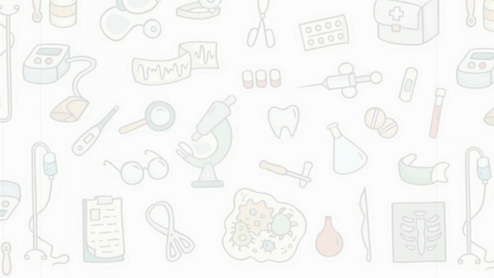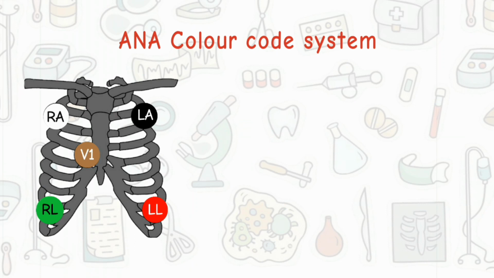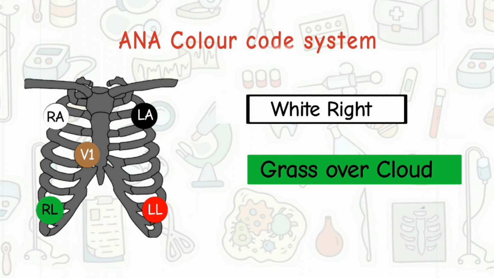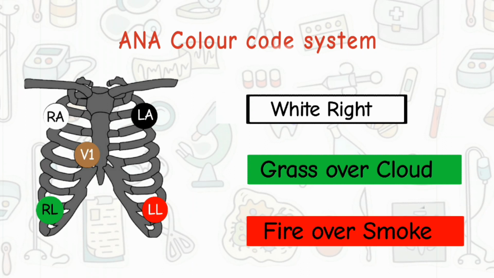Now let's discuss a simple tip to memorize this. Remember white is on the right side, so remember white right. Then remember grass over clouds, so the green lead is to the right bottom area. Then remember fire over smoke, so black is in the left upper area of the chest, and red to the left lower area of the chest.